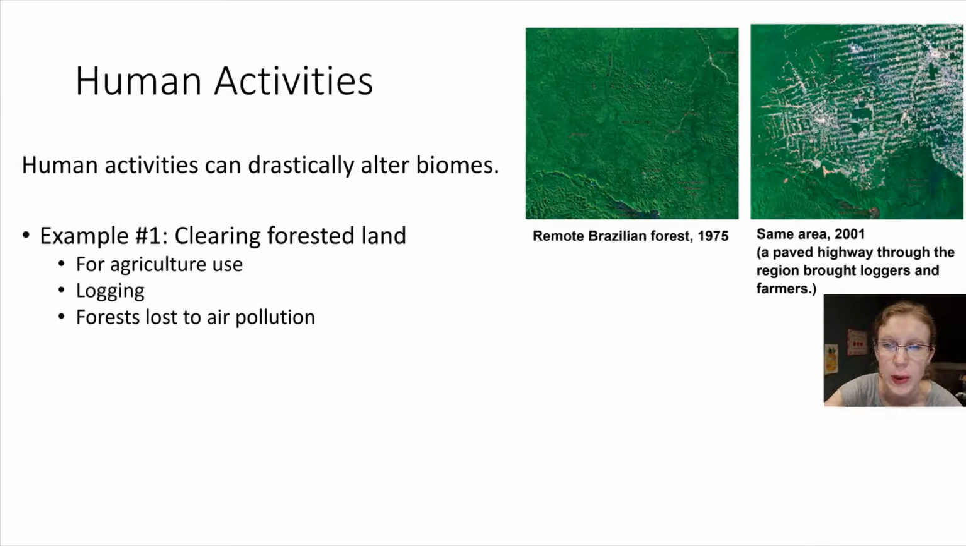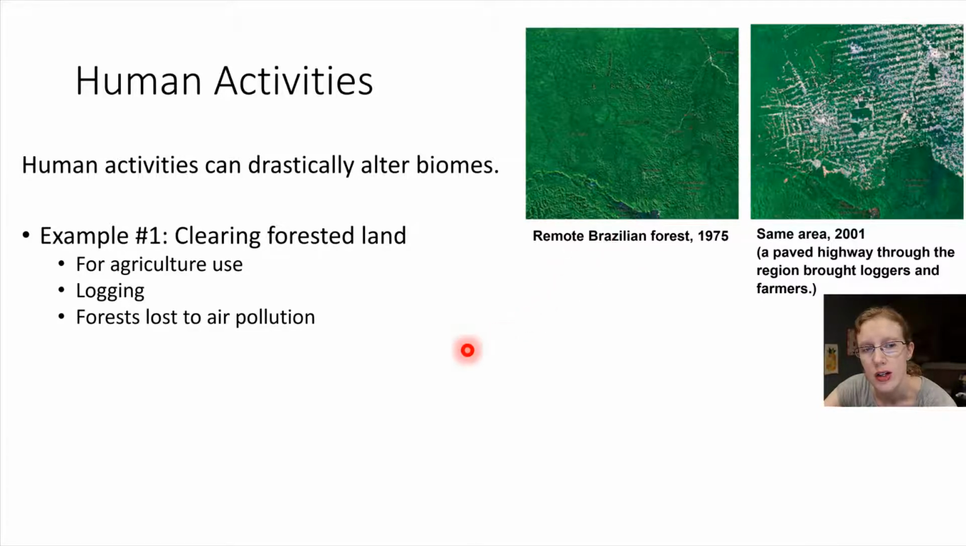There's a neat sort of picture that shows the effects of human activities. This is a picture in a very remote Brazilian forest in 1975. As you can see, it's very lush, very green. And then the very same area in the year 2001. Quite a drastic change. What happened here is there was a highway that was paved through that region, and that ended up leading to a lot of loggers and farmers starting to travel into this area, and you can see the forest is much diminished compared to what it used to be.